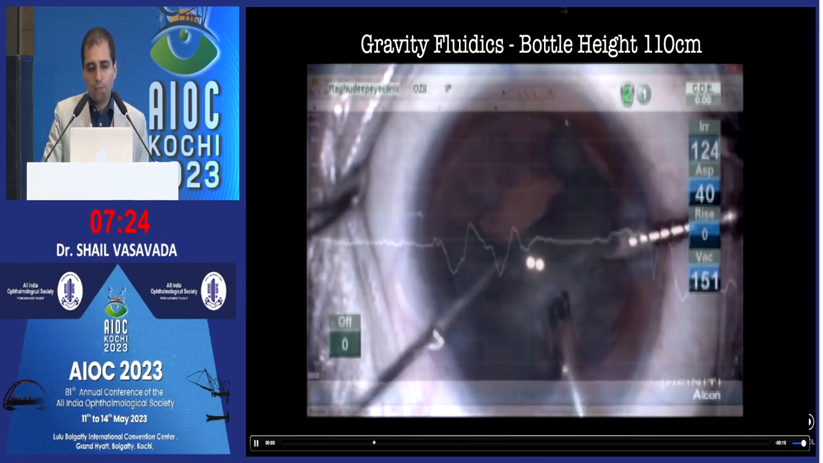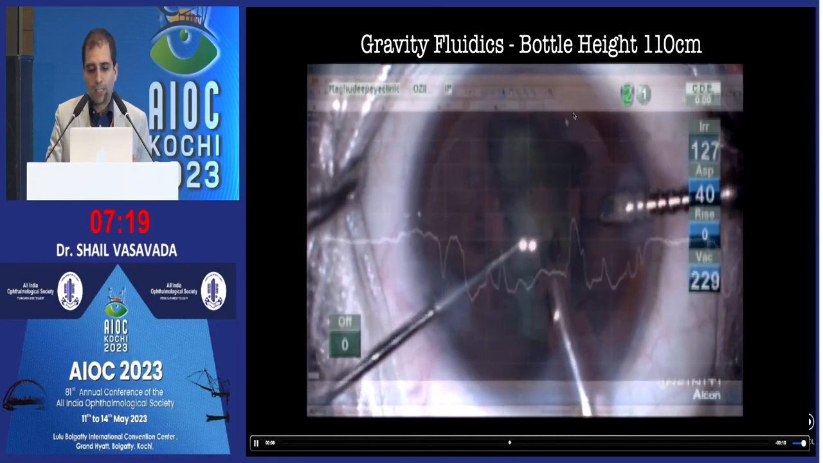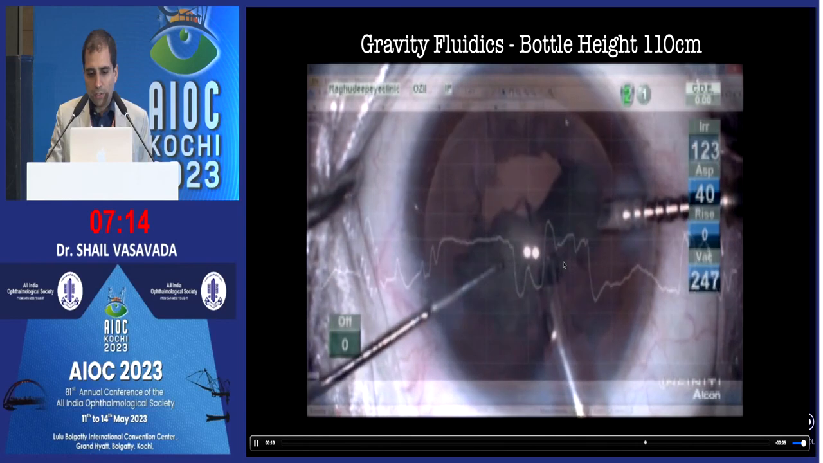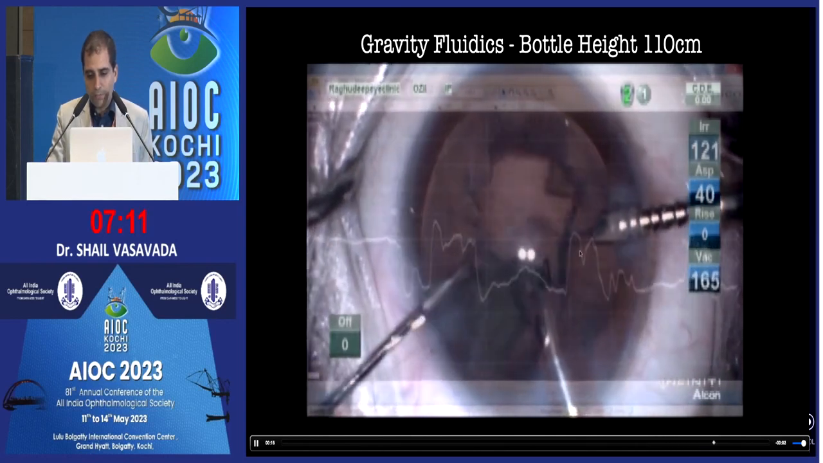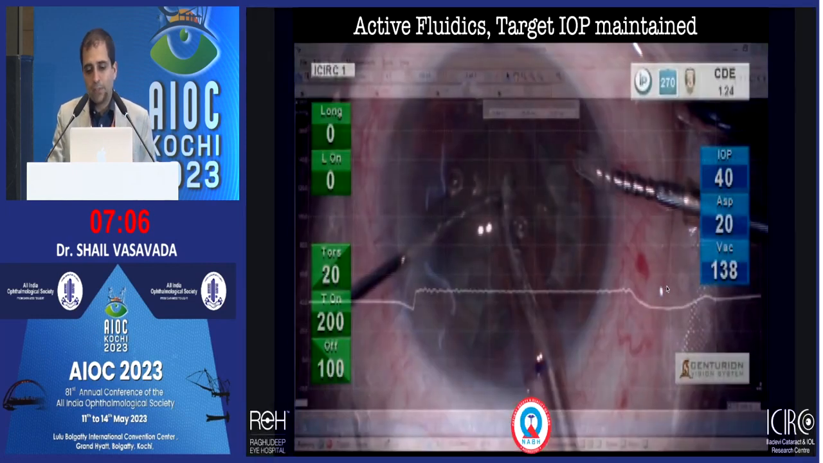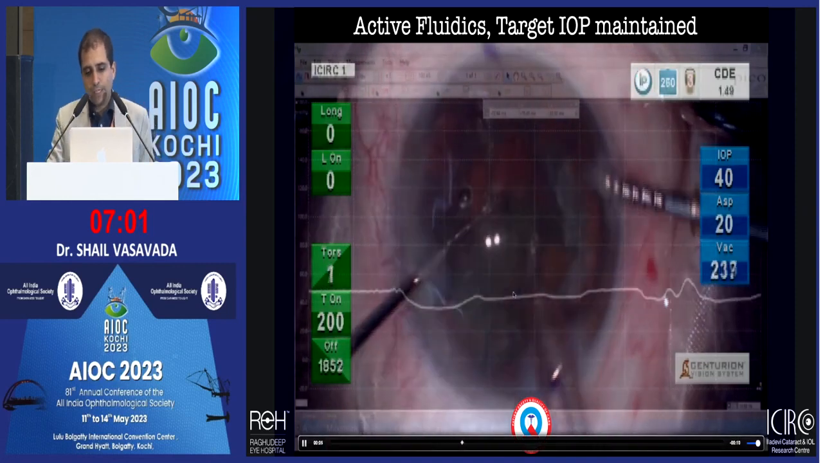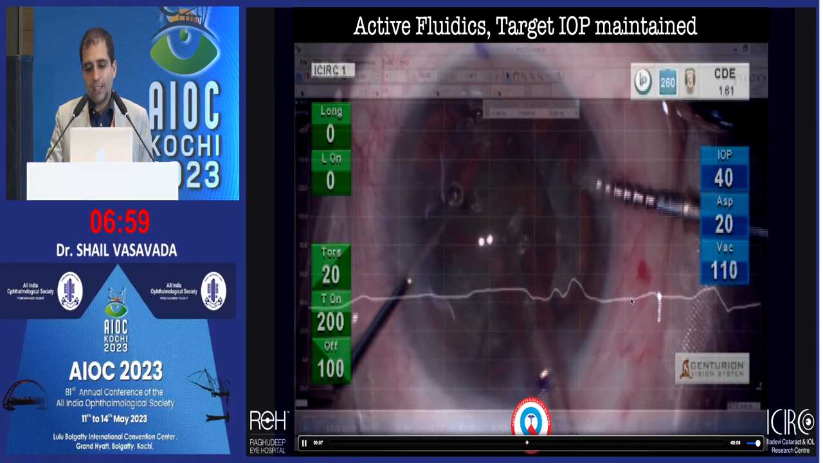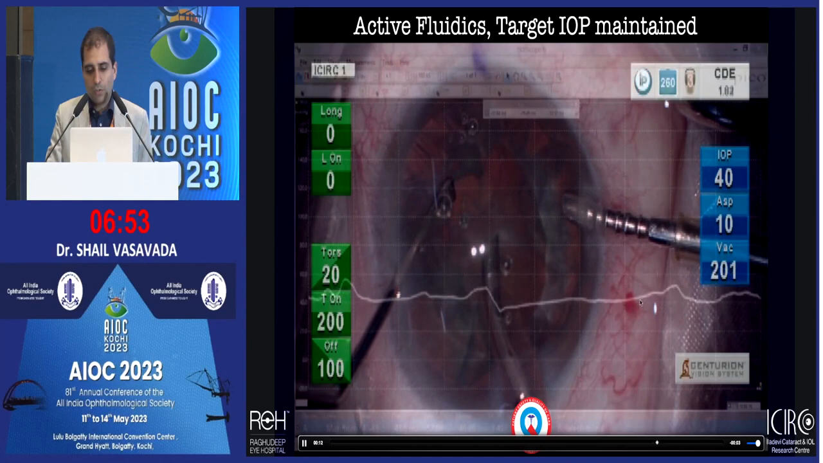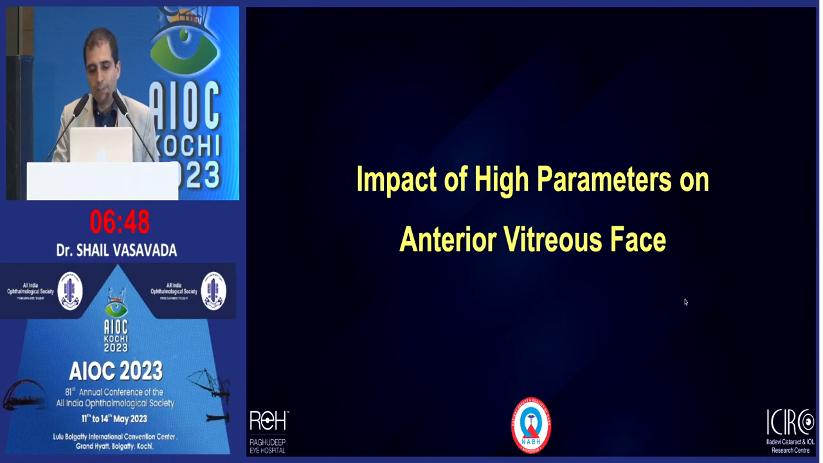With the improvements in fluidics and with the active fluidics, where there is a pressure sensor and a pump rather than a bottle height, you can find that with the Infinity the IOP is not only going up and down, but a lot of time is taken for recovery. Compared to that, with the active fluidics the IOP fluctuations are very minimal. This graph is fairly stable all through, and whatever peaks and troughs occur recover much faster than with gravity fluidics.